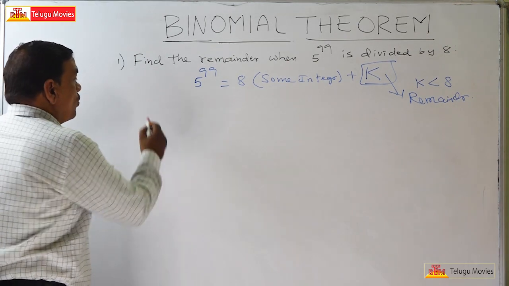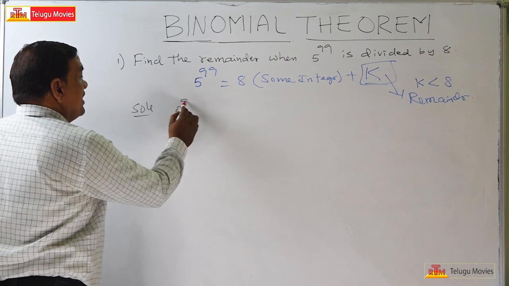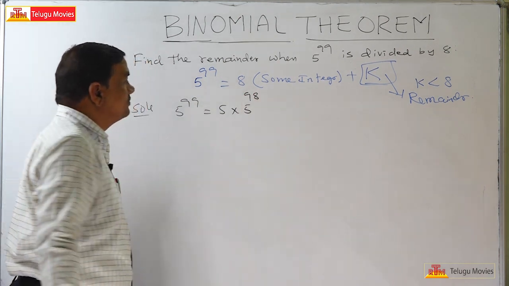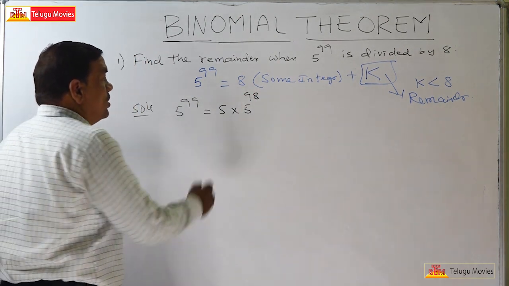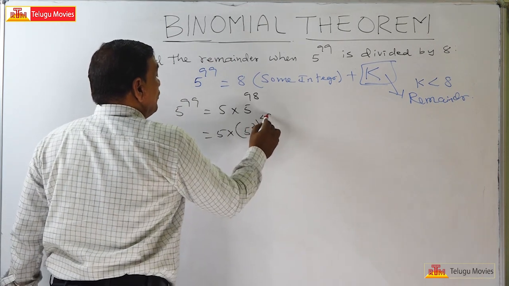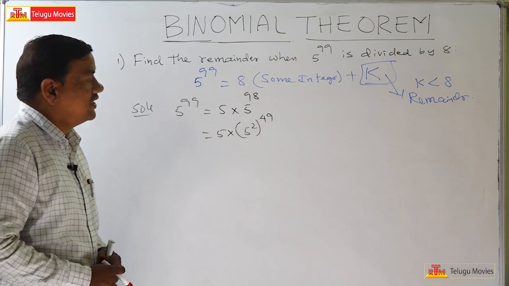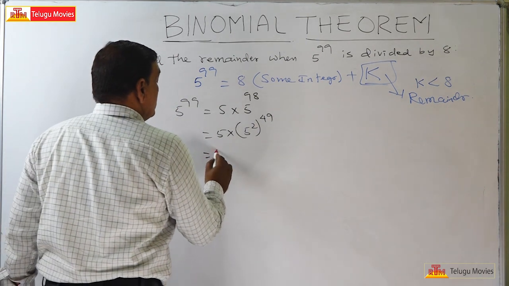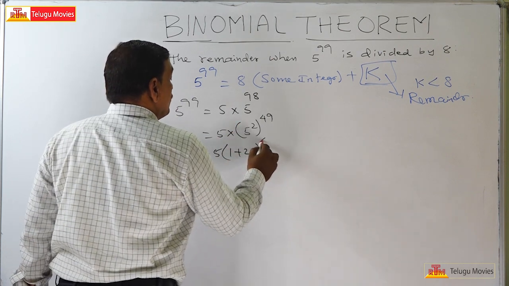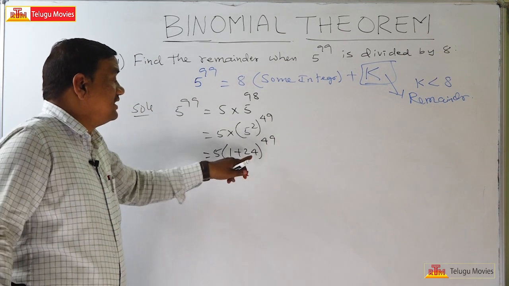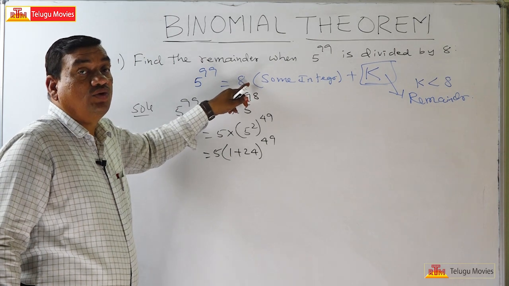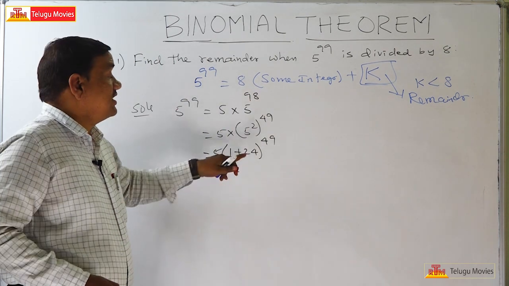First, 5 to the power of 99. Can I write 5 into 5 to the power of 98? Yes, no problem. So this is equal to 5 into (5 square) whole to the power of 49. Yes, I can write it. 5 square is 25, that is 1 plus 24, whole to the power of 49. Why? Because 24 is a multiple of 8; 8 threes are 24. That's why I wrote 1.